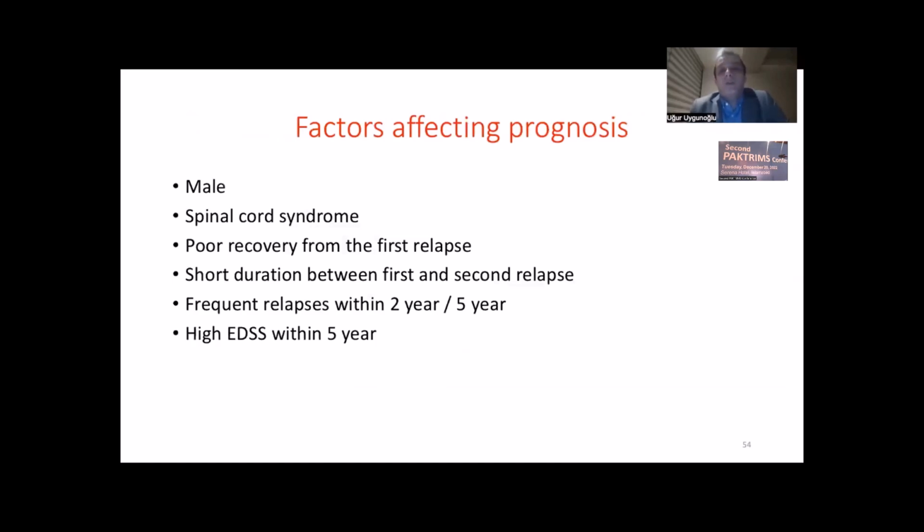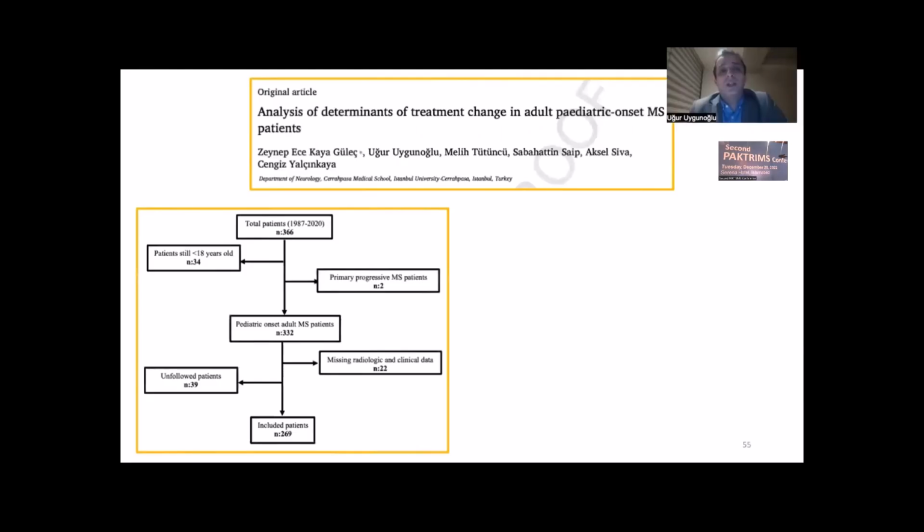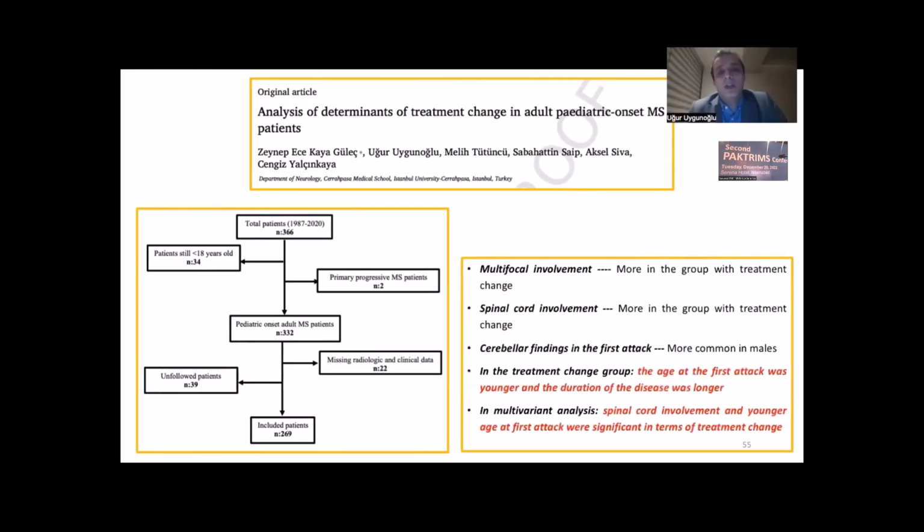So what were the factors affecting prognosis? Male gender, spinal cord syndrome, poor recovery from the first relapse, short duration between first and second relapse, frequent relapses between the 2nd year and 5th year, and high EDSS within 5 years. This will be published within a month in the Multiple Sclerosis and Related Disorders journal. We analyzed pediatric onset multiple sclerosis, 332 patients. What we have found is that multifocal involvement was more frequent in the group with treatment change.